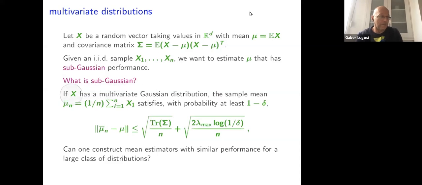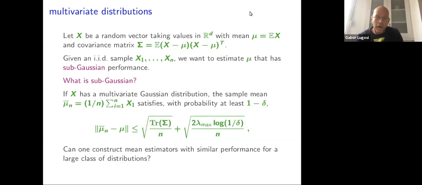So consider now the case when X is a multivariate Gaussian, and let's look at the empirical mean, which is the best one can do for Gaussians. In this case, it's really easy to see that we have this inequality. With probability 1 minus delta, the Euclidean distance between the mean and the empirical mean is bounded by the square root of the trace of the covariance matrix divided by n, plus the square root of twice the largest eigenvalue of the covariance matrix, so the operator norm, times log 1 over delta over n. Sometimes we call this the strong term, and this is the weak term.